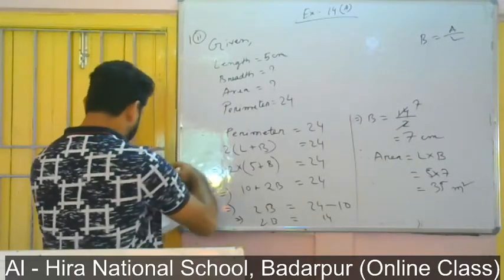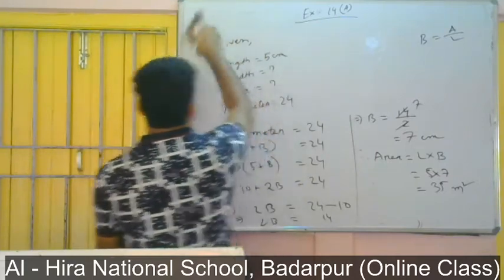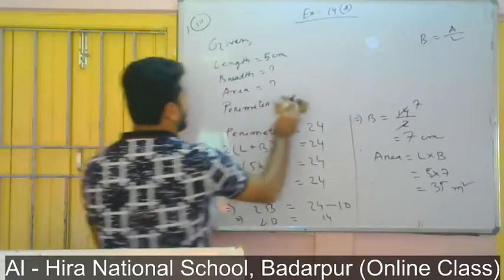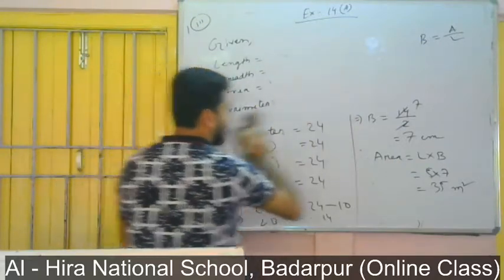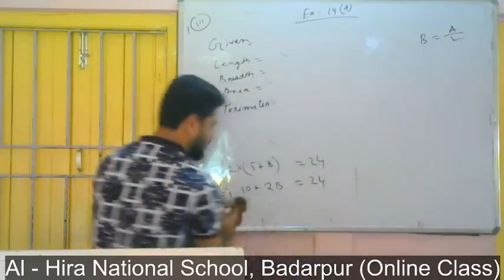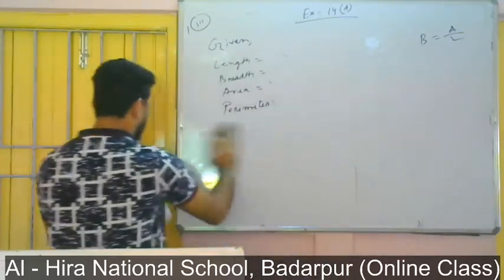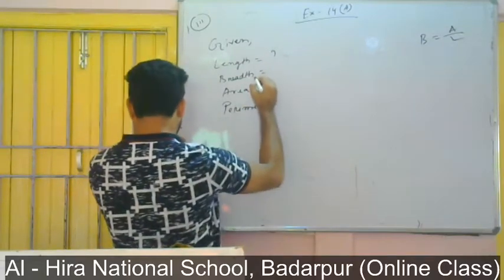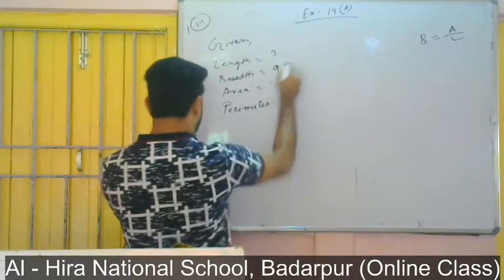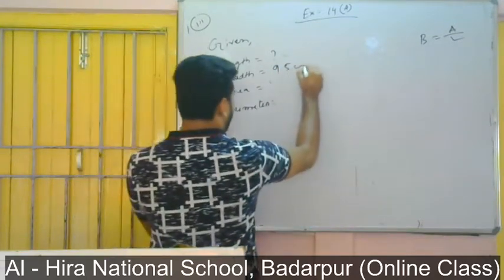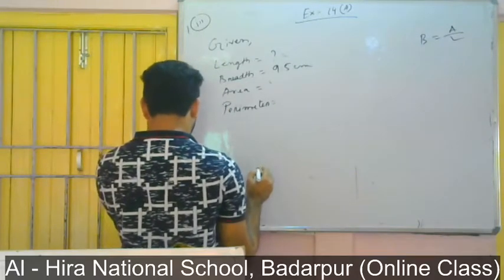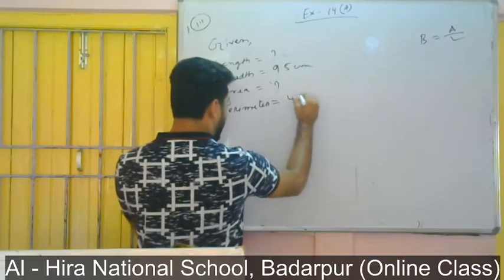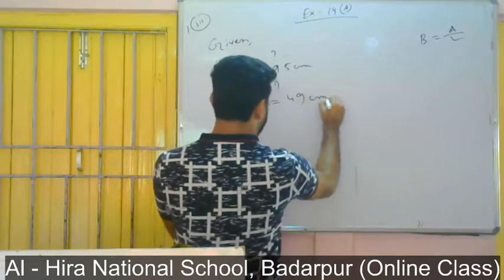Now come to question number 3. You see, in question number 3, length is not given. Breadth is given: 9.5 centimeter. And area is also not given; you have to find it. Perimeter is given: 49 centimeter.